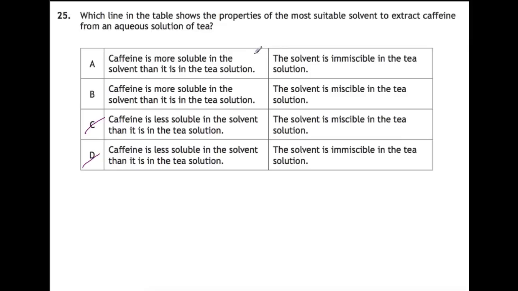You want to try and separate the caffeine away from the solution of tea that you've made. So it wouldn't be useful if the two solvents will actually mix together. So you need your solvents to be immiscible. So that leaves us with A as our answer.